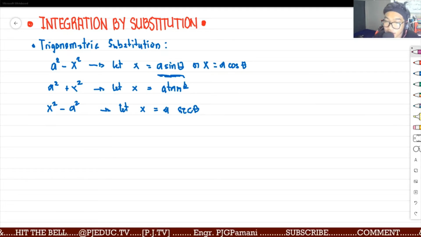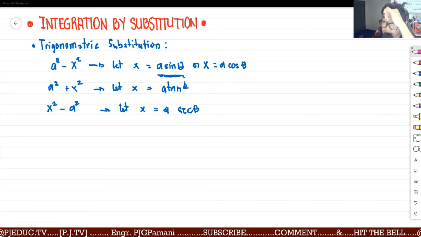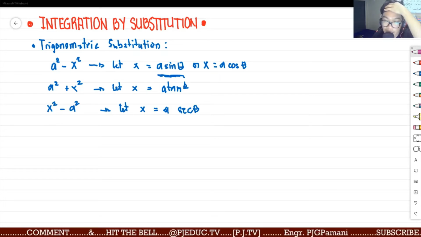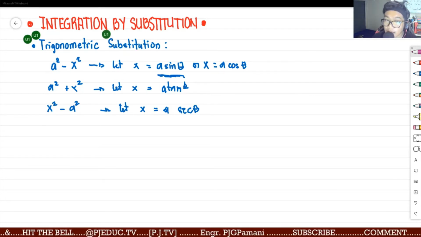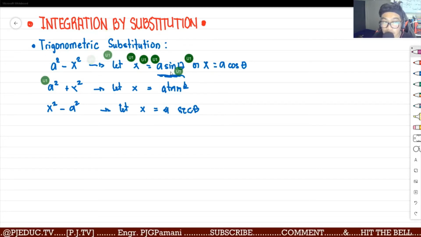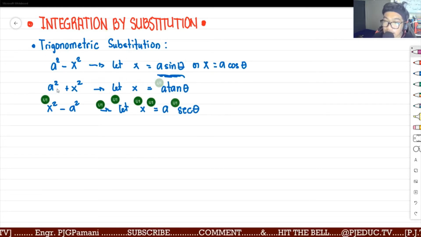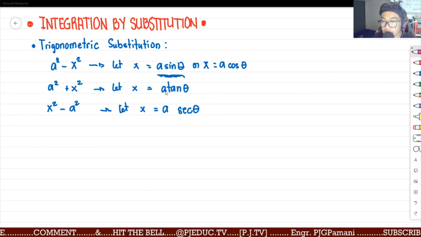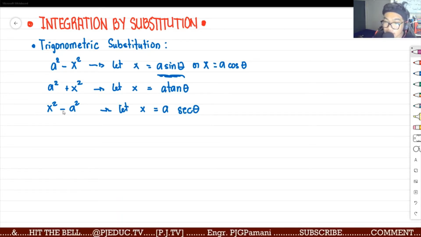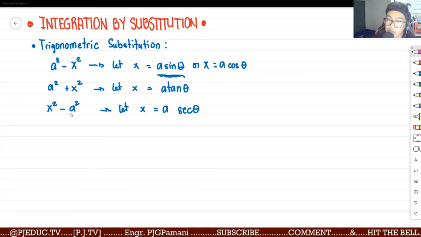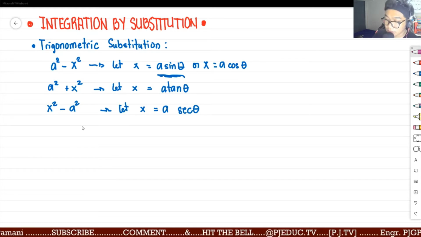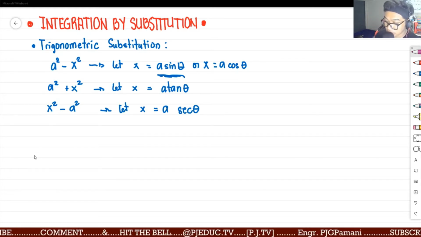If our integrand or the given problem to be evaluated using the indefinite integral is in these forms: a squared minus x squared, we substitute x equal a sine theta or x equal a cosine theta; x squared plus a squared, x should be equal to a tangent theta; and x squared minus a squared, x equal to a secant theta. Then we apply your basic knowledge of trigonometry, the Pythagorean theorem.